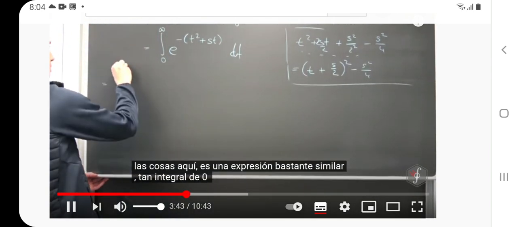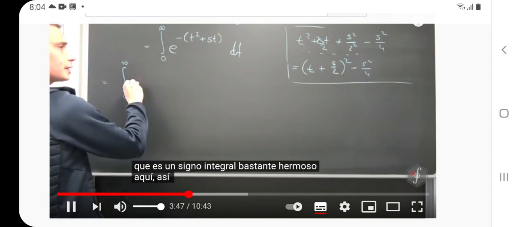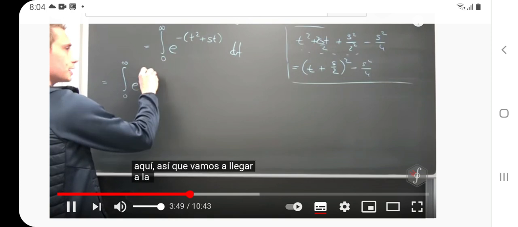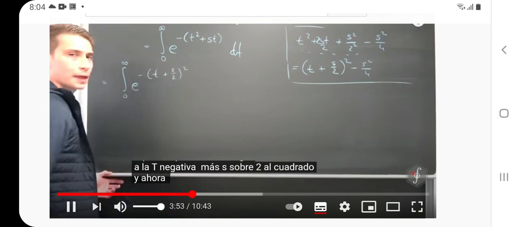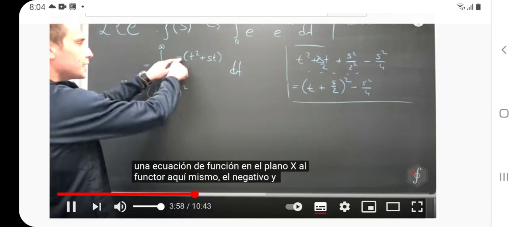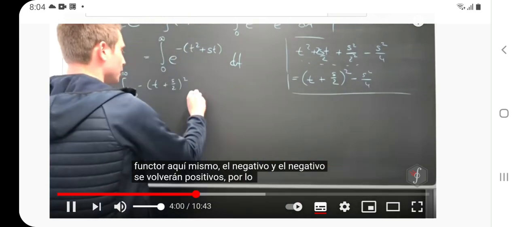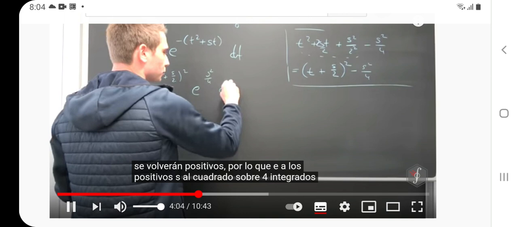So integral from 0 to infinity. That's quite a beautiful integral sign right here. So we are going to get e to the negative (t plus s over 2) squared. And now using the property that we have a functional equation on the exponential function right here, negative and negative is going to become positive. So e to the positive s squared over 4 integrated with respect to t.